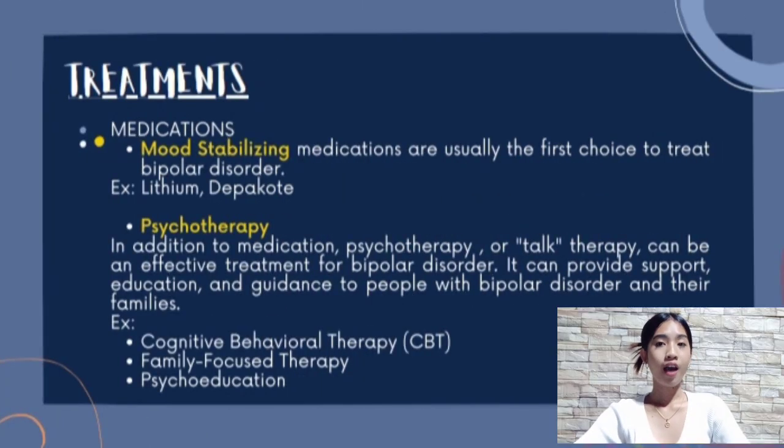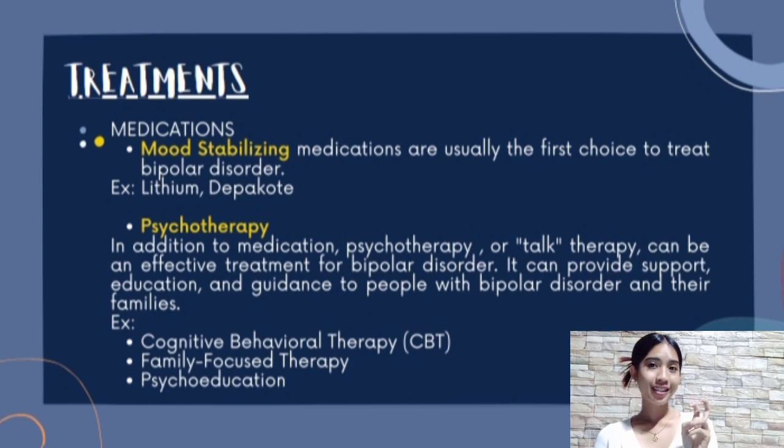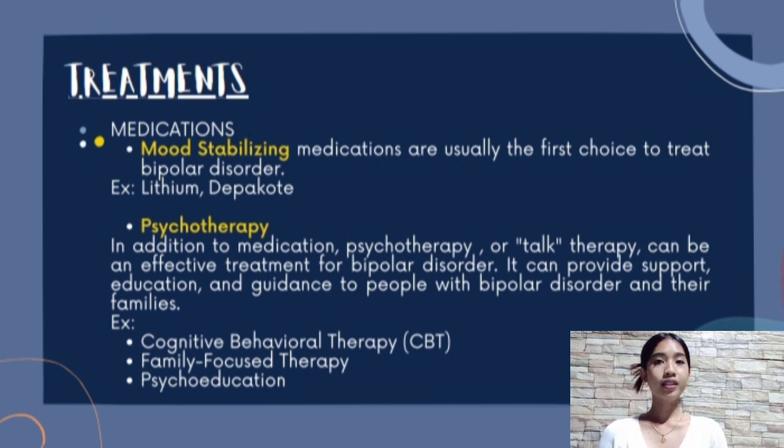Bipolar disorder also has treatment. First is medication. Mood-stabilizing medications are usually the first choice to treat bipolar disorder. Examples are lithium and Depakote. Next is psychotherapy. In addition to medication, psychotherapy or talk therapy can be an effective treatment for bipolar disorder. It can provide support, education, and guidance to people with bipolar disorder and their families. Examples are cognitive behavioral therapy, family-focused therapy, and psychoeducation.